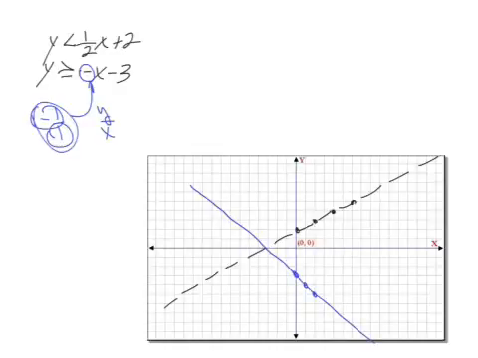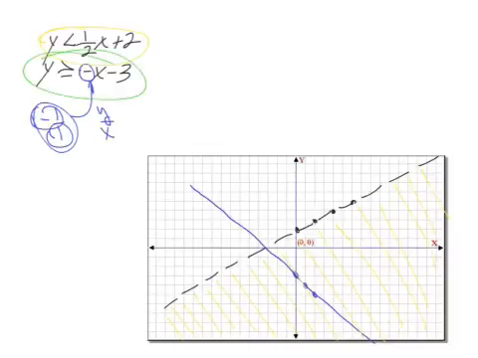All right, let's look and see what's shaded. We're going to look at the top one. Top one says y is less than. So y is less than the dotted, which means y is going to be all the numbers below the dotted line. Okay. Now let's do green for the other one. The other one says y is greater than or equal to the other one. So what is greater than? It's above this one.